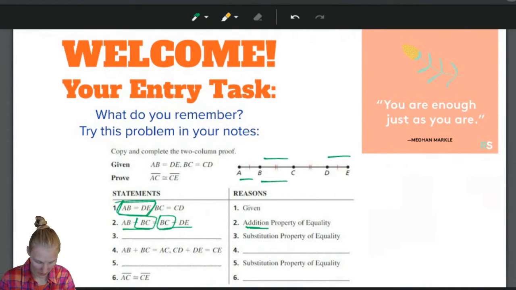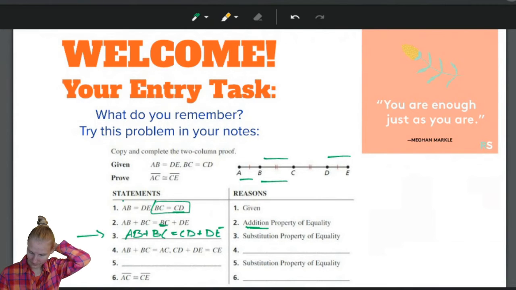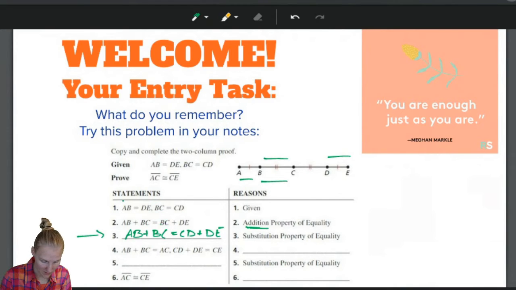So what would I need to write here in order for that to be using the substitution property? Well, let's see. I know that BC is the same as CD. So maybe they have AB plus BC equals CD plus DE. Let's see if that makes sense. I feel like they could have done that. They could have, but let's see if that makes sense. That would be using the substitution property. Let's see if that makes sense.